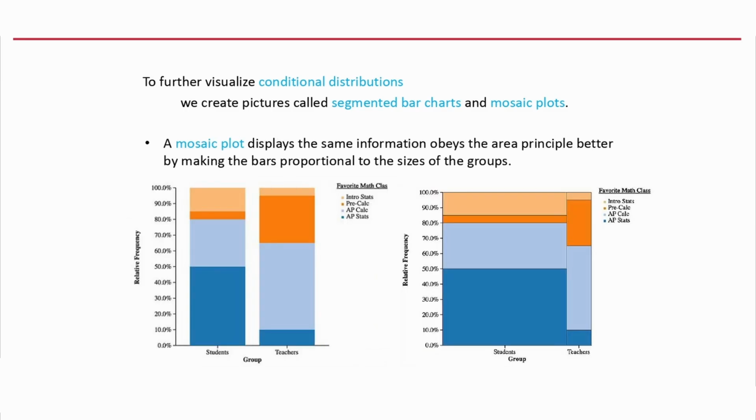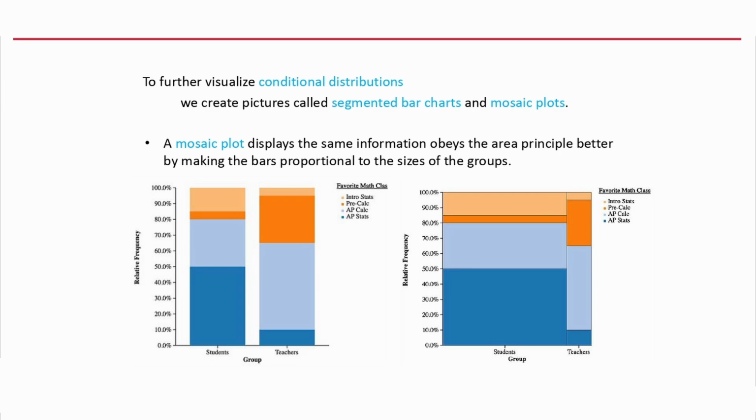This graph is called a mosaic plot. That is, a mosaic plot is nothing more than a segmented bar chart by percent, but the width of the groups now represents the size of the groups. So here we can see the width of the student bars is roughly 4 times as wide as the teachers. So now we know that there are probably 4 to 5 times as many students as there were teachers.